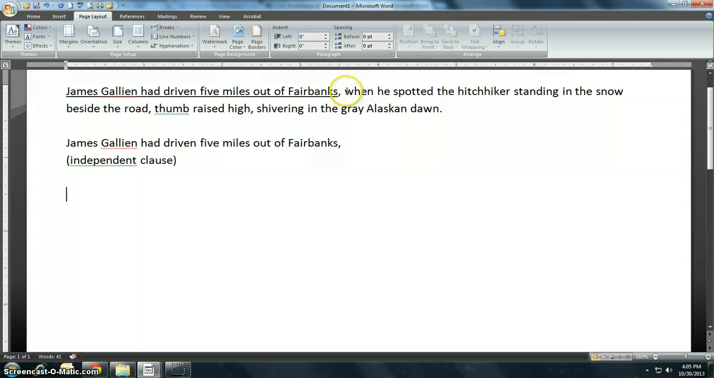Now I'm going to move on to the next structure. Just go to my next comma. When he spotted the hitchhiker standing in the snow beside the road. There's my next structure. Now, I need to ask myself, what is this modifying in this sentence? Is it modifying something in my independent clause, or is it modifying something in another modifier? Because that'll tell me how much I need to indent.